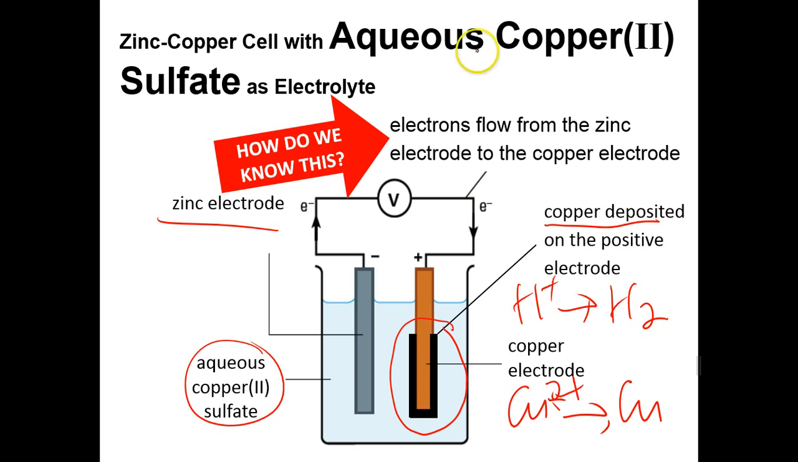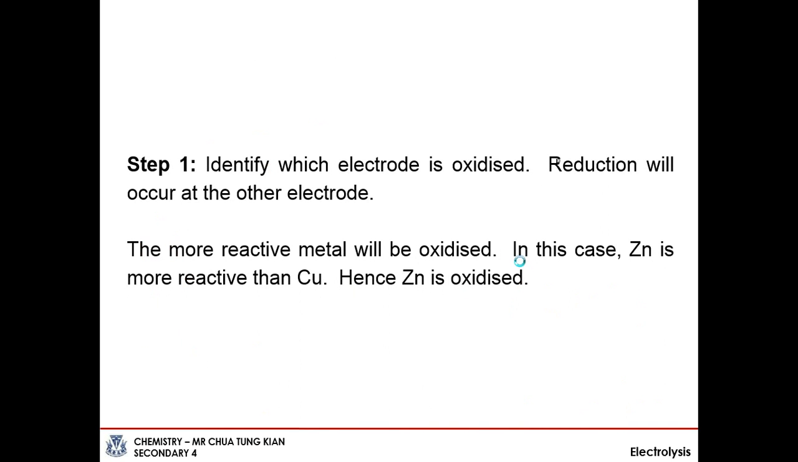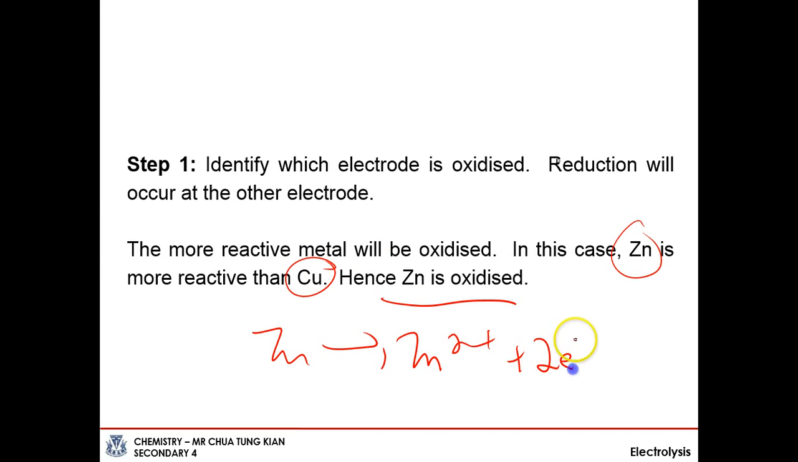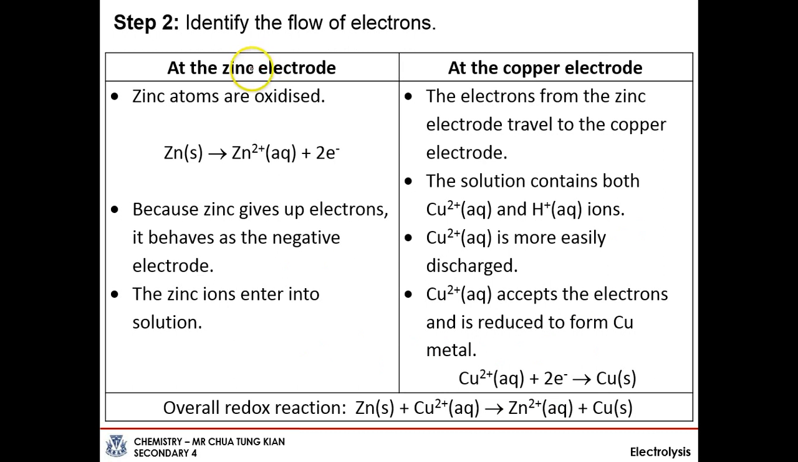Why? If you recall the series, H+, Cu2+, Ag+, ease of discharge increases down the series. So Cu2+ will be preferentially discharged compared to the H+ ion. Let's take a closer look again. First things first, zinc, copper is the same. Zinc is oxidized because it is more reactive. So this is the negative electrode.